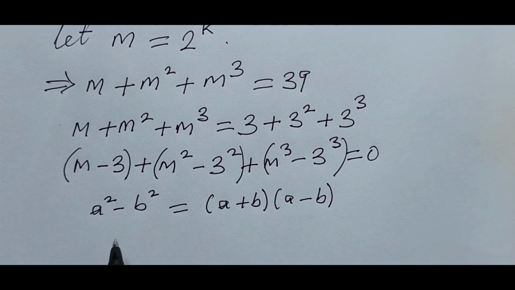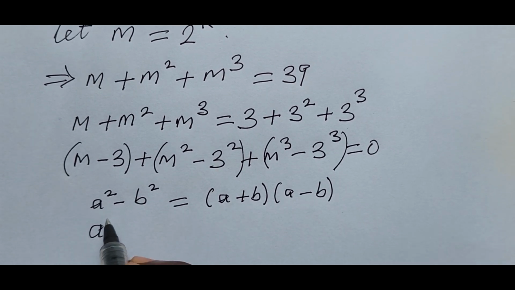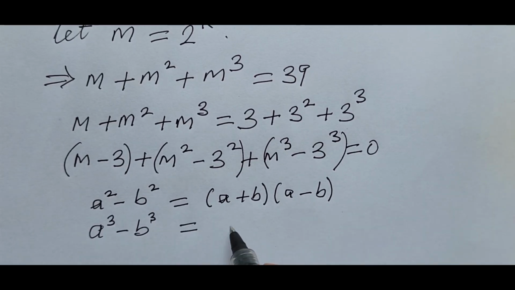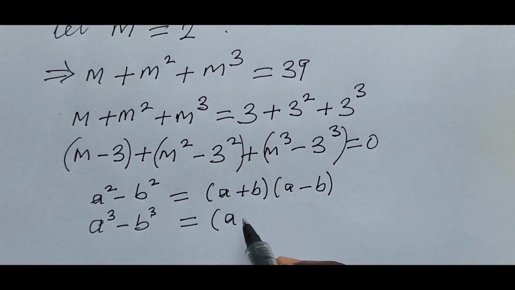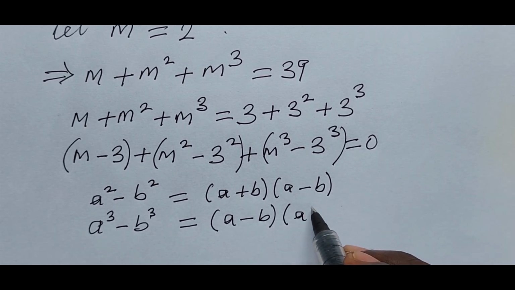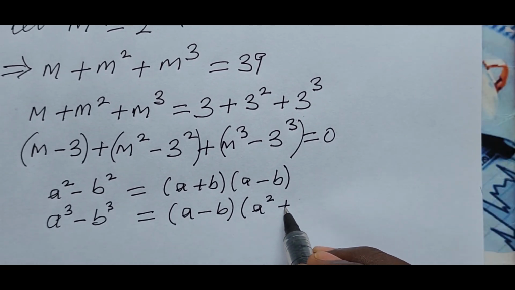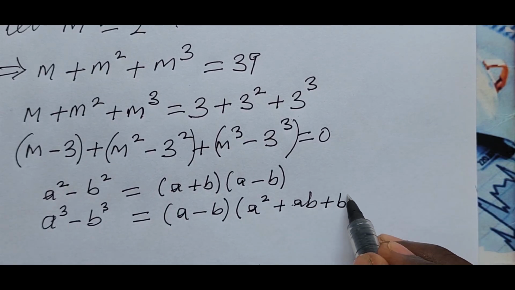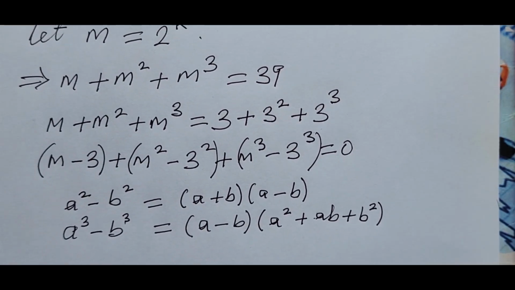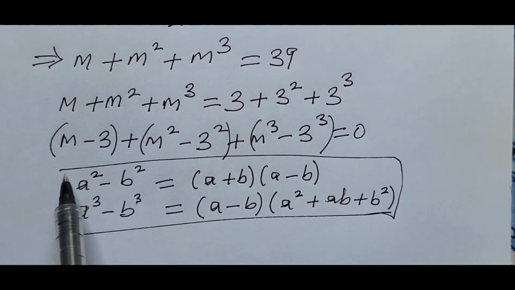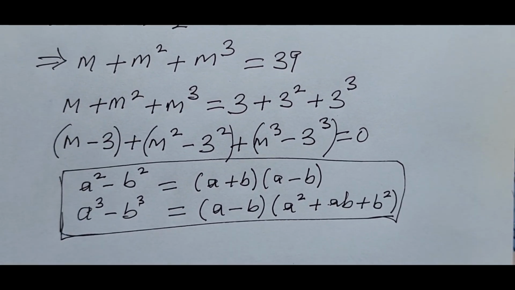Then we have difference of 2 cubes, which is a to the power of 3 minus b to the power of 3. This is equal to bracket open a minus b close bracket, bracket a to the power of 2 plus a b plus b to the power of 2 close bracket. So this is the algebraic identity we're going to make use of here.